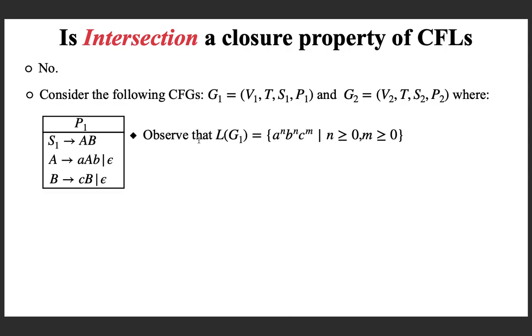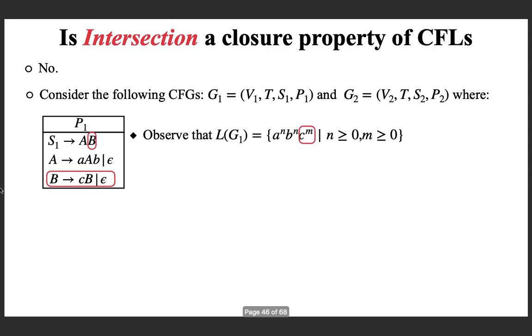Now you can prove that the language of this grammar is a to the power n, b to the power n, c to the power m, where n is greater than or equal to 0 and m is greater than or equal to 0. The number of a's and b's are same. And how will you prove it? Note that from the start symbol, the first variable that you are deriving is capital A, and from capital A it is very easy to see that you are deriving a raised to n, b raised to n.